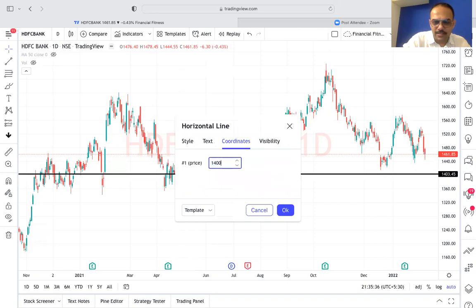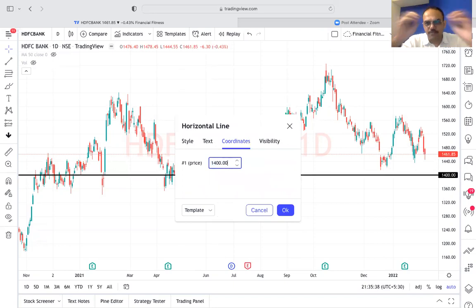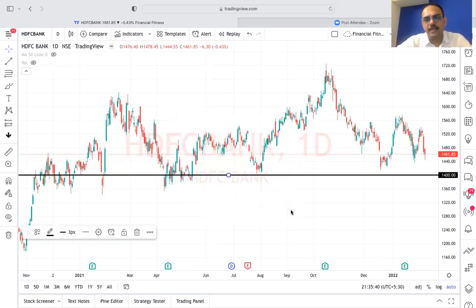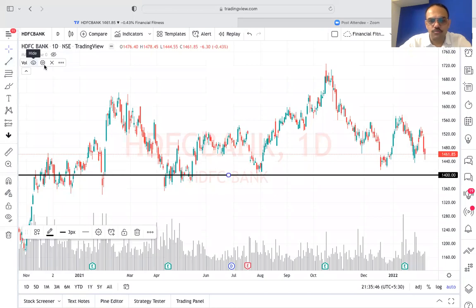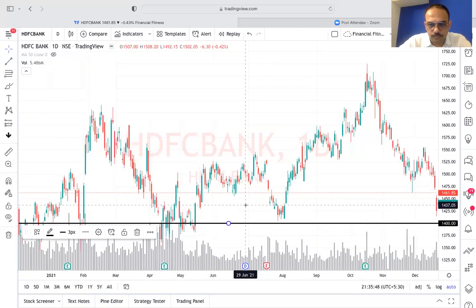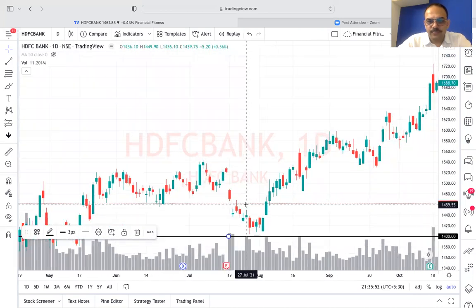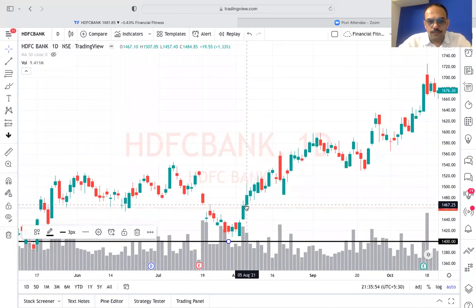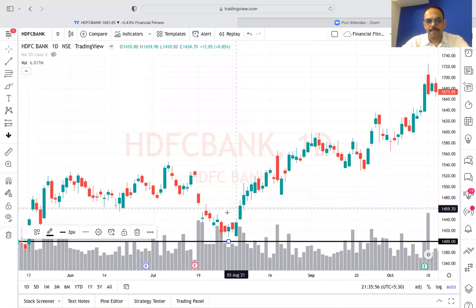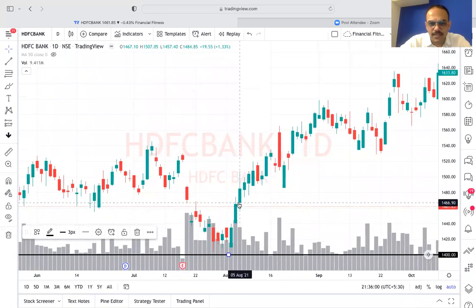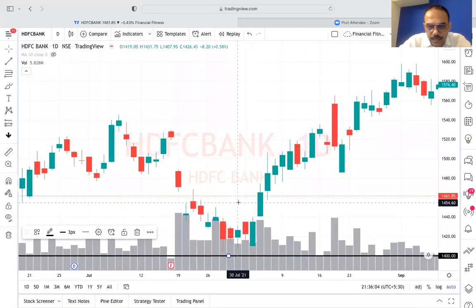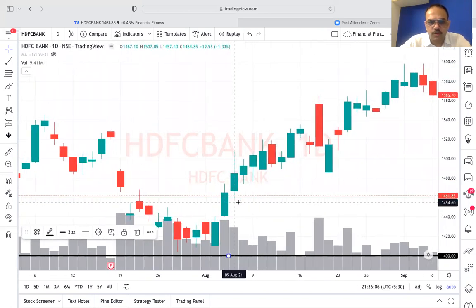Now how will you get this experience? You have to draw at least 500 support and resistance lines. That is the second part of it. Third part of it is we'll add volumes. Now let's zoom in. Now here you can see this 4th of August. I have brought in the volumes. These bars are volumes, right?